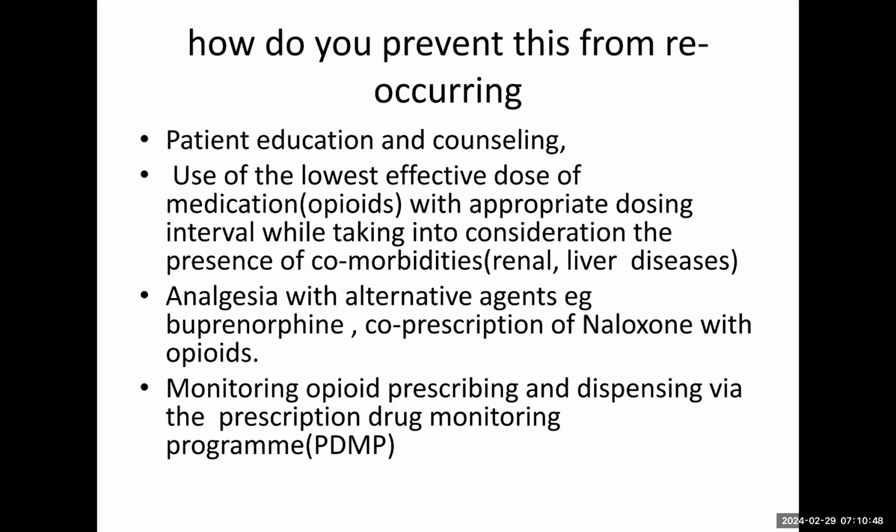Monitoring opioid prescription and dispensing via the Prescription Drug Monitoring Program. This is a monitoring program aimed at preventing irrational and inappropriate opioid prescription and opioid diversion. This program was instituted in the US and some other Western countries to try to reduce the opioid overdose cases they were having, because it was already becoming an epidemic around 2010 to 2016.